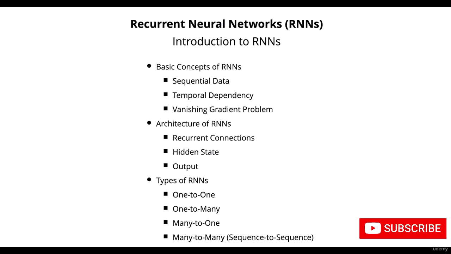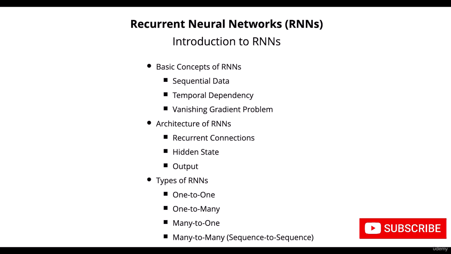Some of the basic concepts of RNNs are sequential data, temporal dependency, and the vanishing gradient problem. RNNs are specifically designed to handle sequential data where the order of elements matters. Examples include sentences in a natural language, audio signals, and time series data. For temporal dependencies, RNNs maintain a hidden state that captures information from previous time steps, allowing them to model temporal dependencies in sequential data.